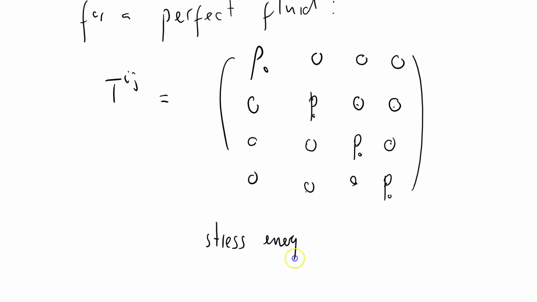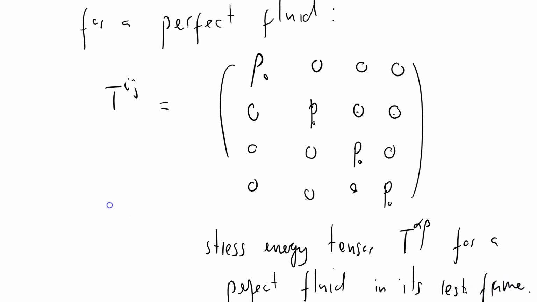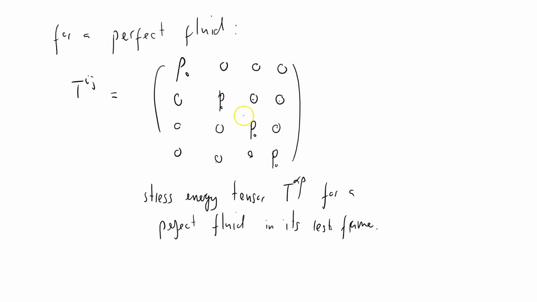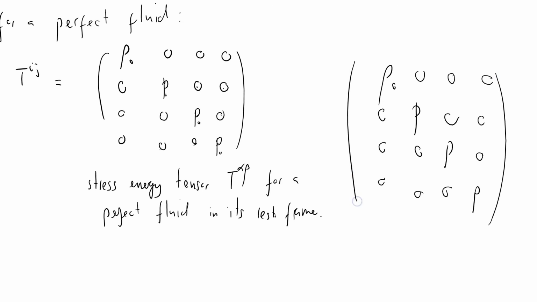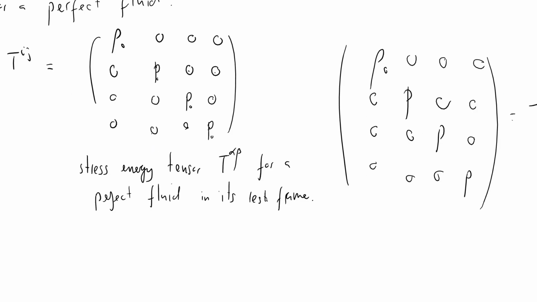Stress energy tensor T alpha beta for a perfect fluid in its rest frame. Which is quite a nice expression. So you see, before we had zero pressures, and so that meant that we've got zero terms on this diagonal here. We've got rho 0, P, P, P, and zeros everywhere else, and that's equal to T alpha beta, the stress energy tensor for a perfect fluid.